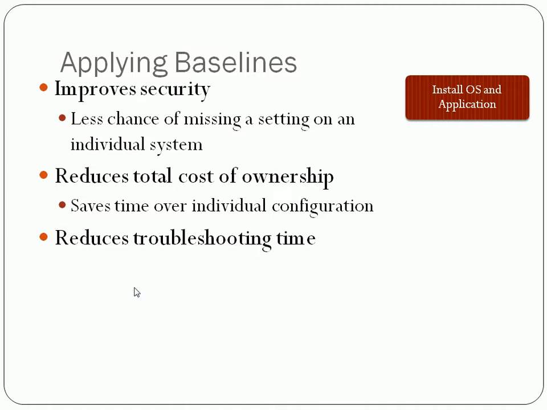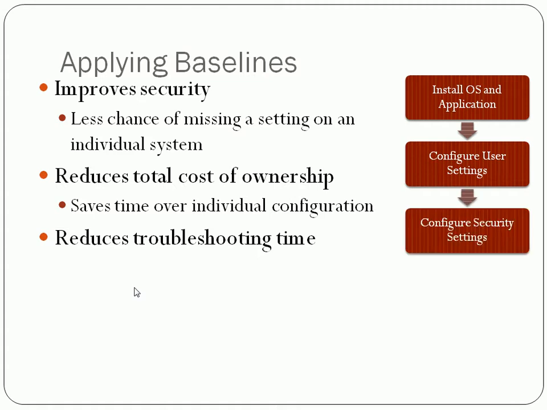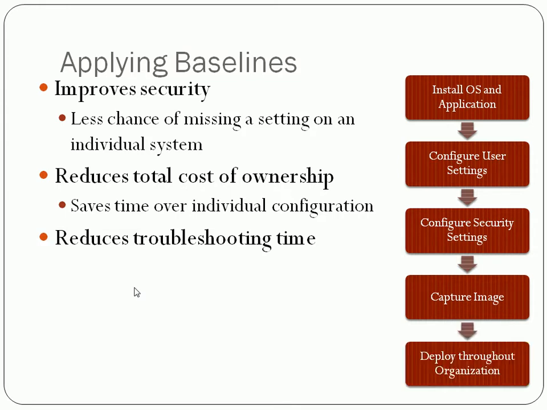But by having baseline standards, it tells us, okay, here's all the things that Windows 7 should have in order to comply with our policy and to be considered secure and eligible for deployment in the organization. So our first step is to install the operating system and any applications that we require, configure user settings to the baseline standard, configure security settings to the baseline standard. Then we image that system and we can deploy that image throughout our organization.